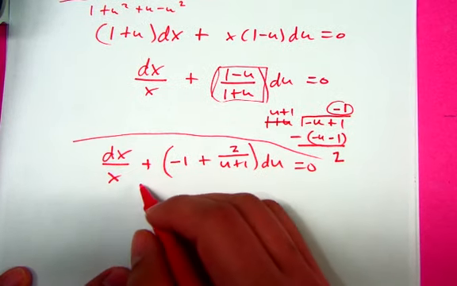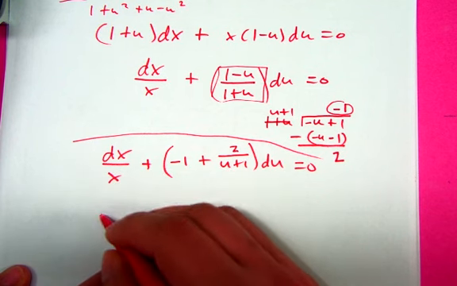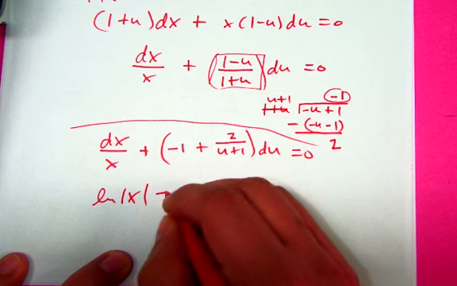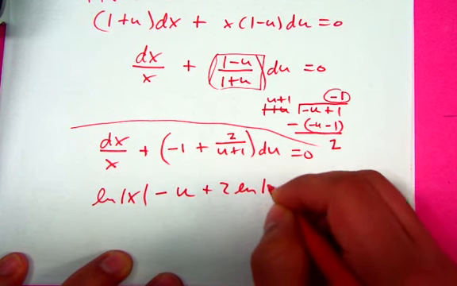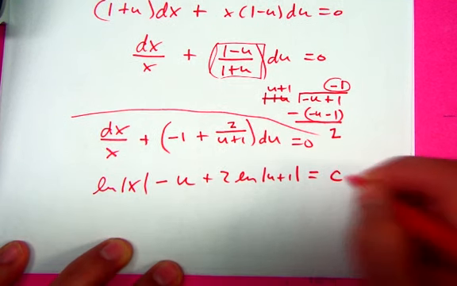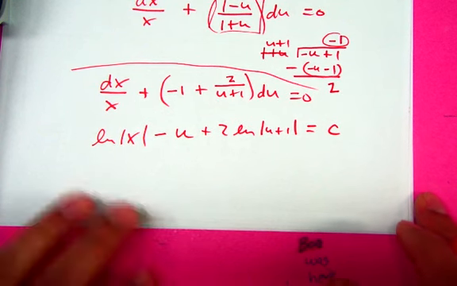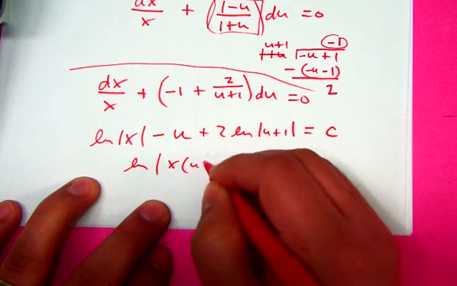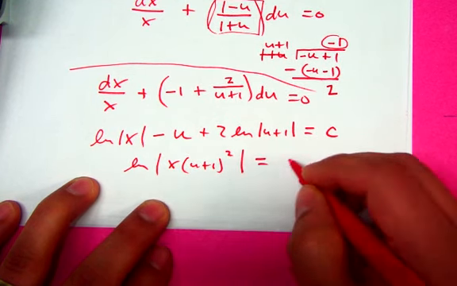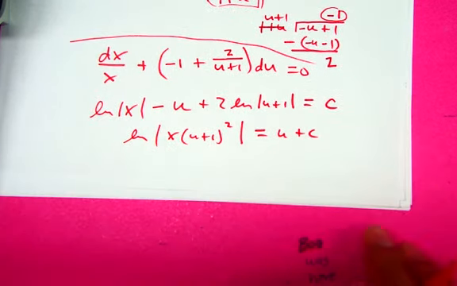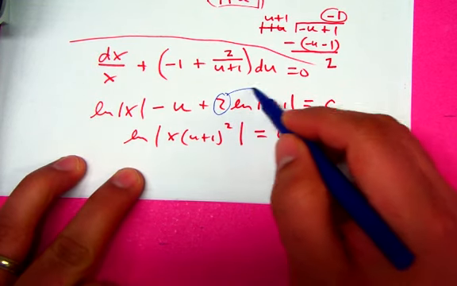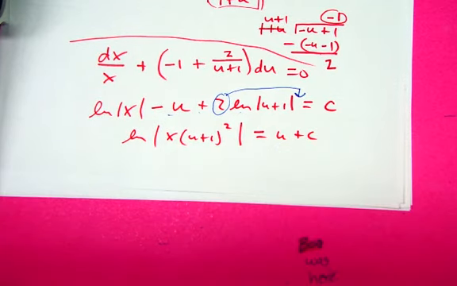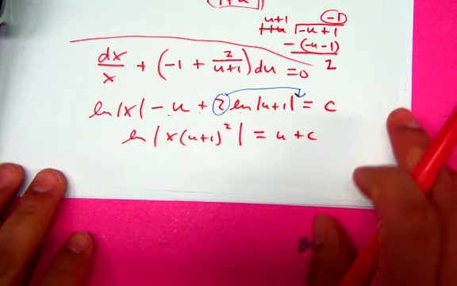All right, now we integrate. dx over x equals, if we integrate the whole equation, natural log of x. Now we integrate this term with respect to u, so we get minus u, plus the integral of 2 over u plus 1, which gives a constant. Let's group the logs together, and I'll move the u to the other side. So it'll be natural log of x times u plus 1 squared, and since you're adding, you can condense it into one log. If you hate logs, I'm sorry. We're going to be dealing with them for about the next month.